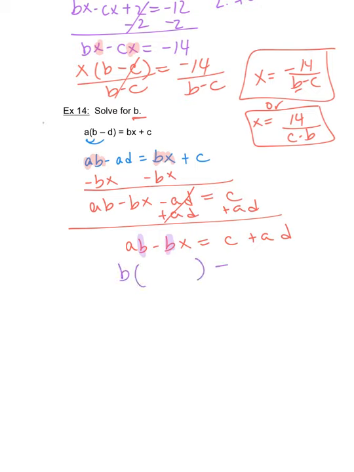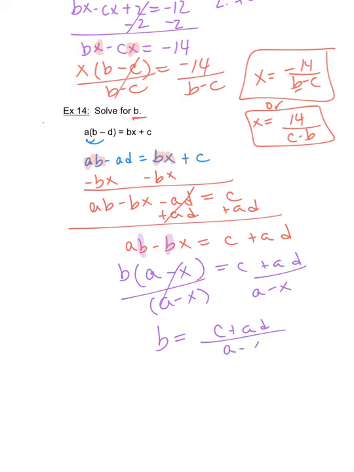I put the b on the outside of the parentheses. And I say to myself, b times what two terms would give me ab minus bx? Well, b times a and b times negative x. And now I just divide. Divide by a minus x, divide by a minus x, and I have b equals c plus ad over a minus x.